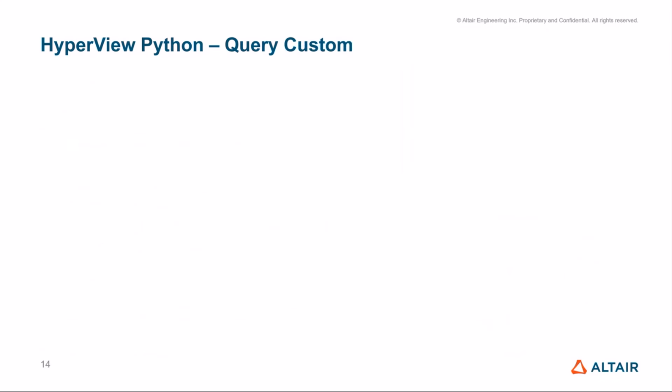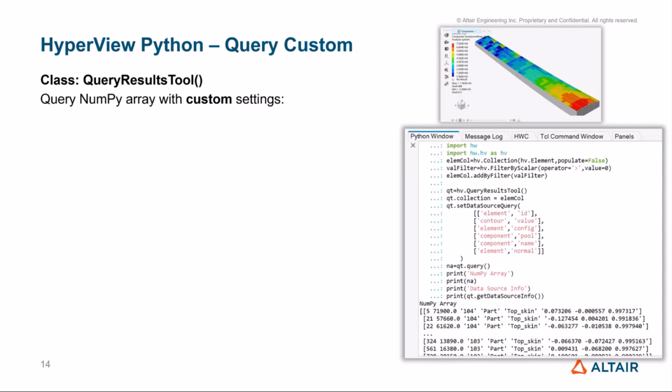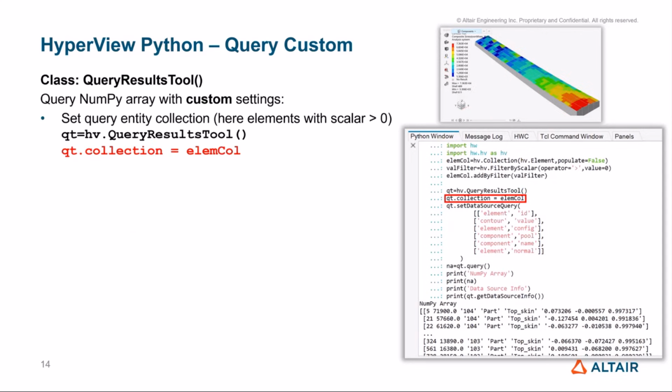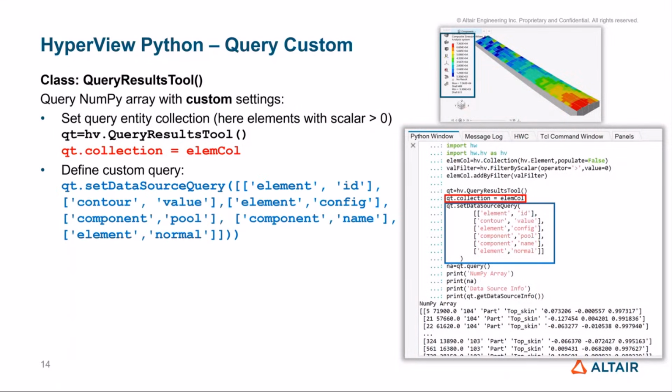When you want to query with custom settings, here I show an example. On top I create an element collection, with an operator for all the values bigger than 0. If I have this one, I can create my query tool and assign the collection with the collection attribute. Then I can define a custom query. So set data source query, which is a list of lists. And here I can say I want to see element ID, contour value, component pool, element normal, whatever. The entity binding for this query is defined by the entity type of the collection.